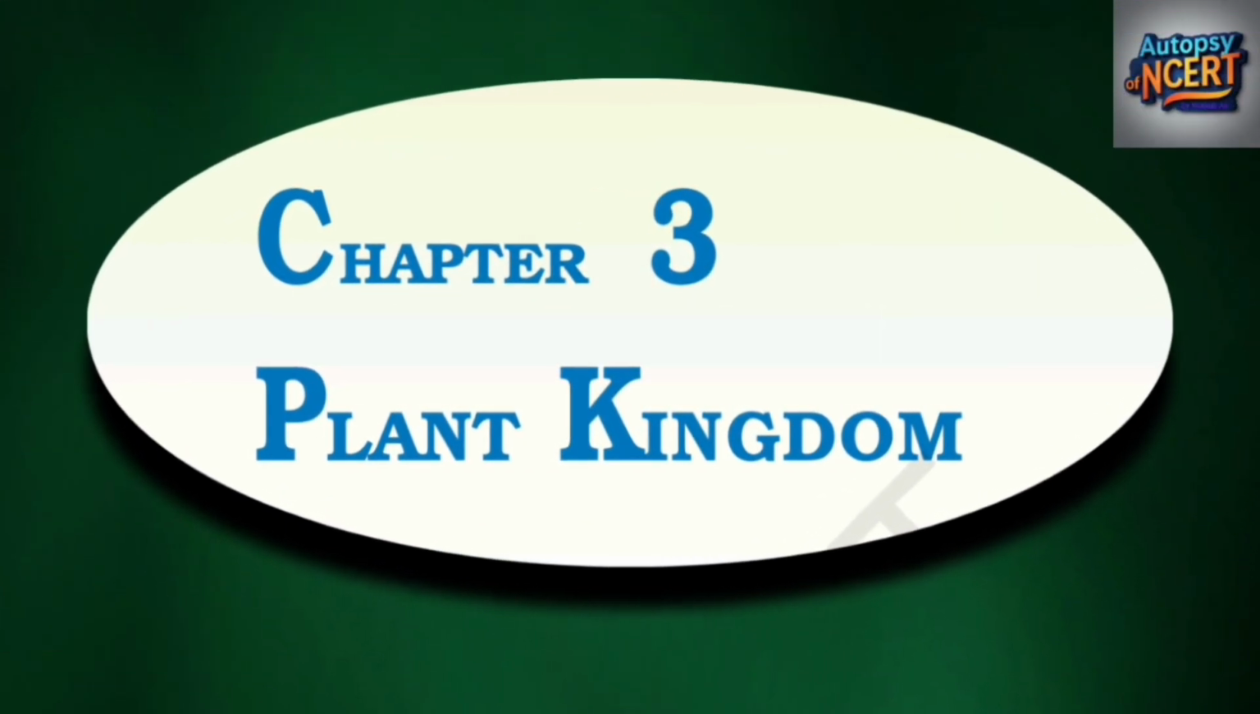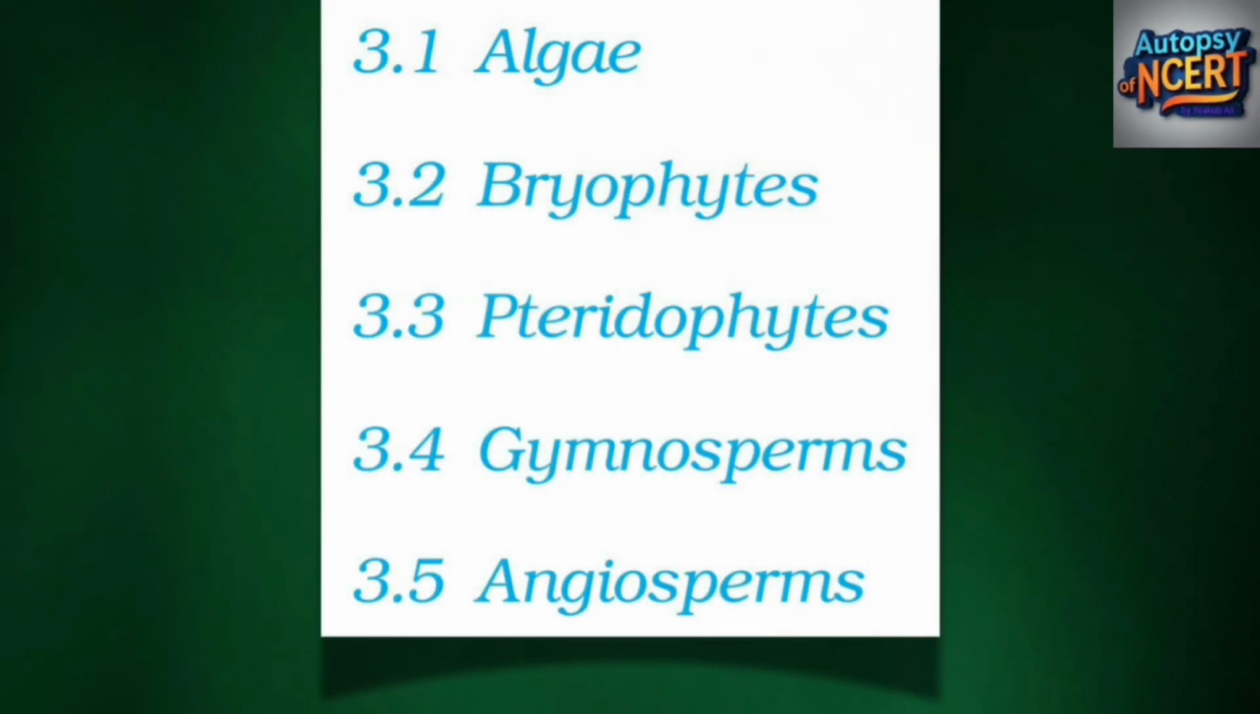Chapter 3, Plant Kingdom. 3.1 Algae. 3.2 Bryophytes. 3.3 Pteridophytes. 3.4 Gymnosperms. 3.5 Angiosperms.